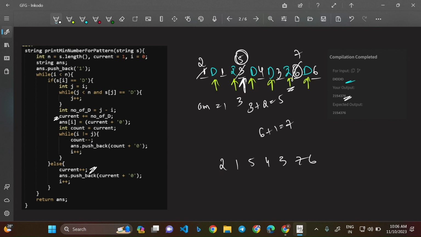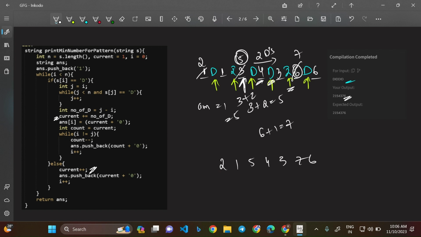Initially I thought of putting 3 here, but I see there are 2 D's to my right. So I'll be adding 3 to 2, so that I get 5, so that I can compensate for both of these decreases. That is my main ideology. I need to compensate for the D's that are there to my right. So that is the reason I've replaced 3 with 5.